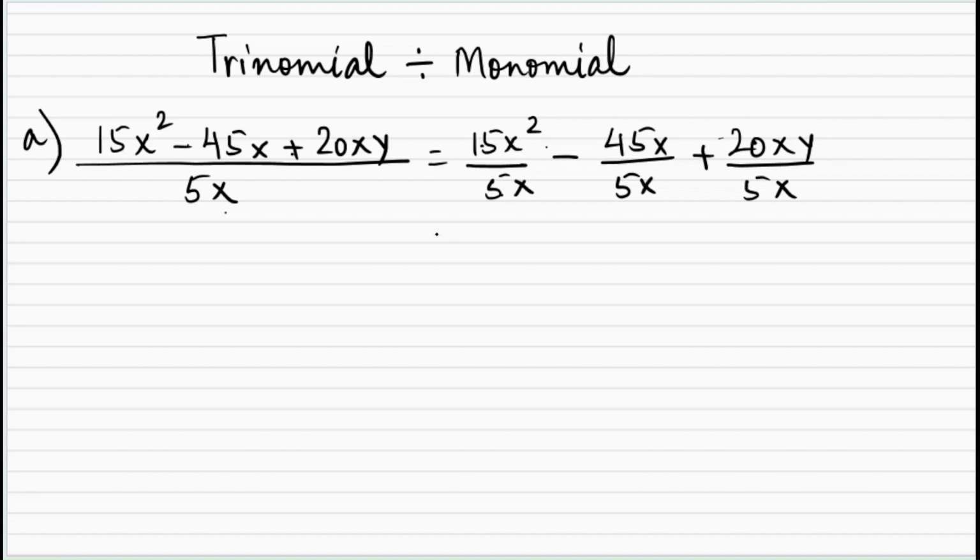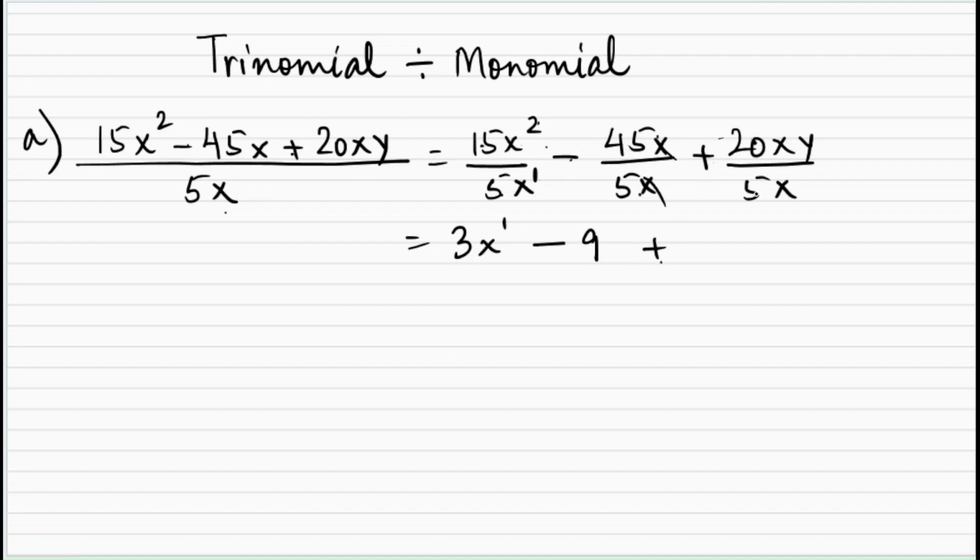What is 15 divided by 5? 3. X square, and this is 1. So x, 2 minus 1, 1. So just this. Minus 45 divided by 5, 9. X divided by x, 1. No need to write anything. The variables have cancelled themselves.